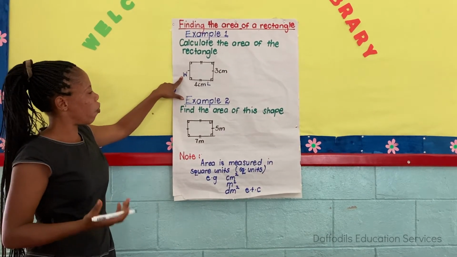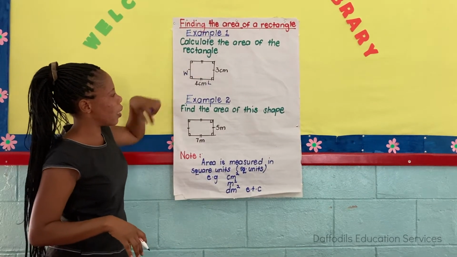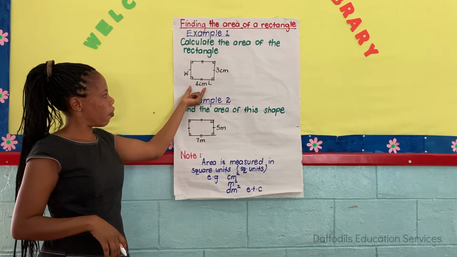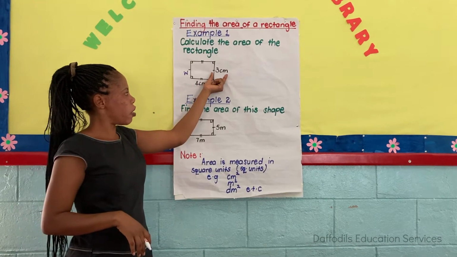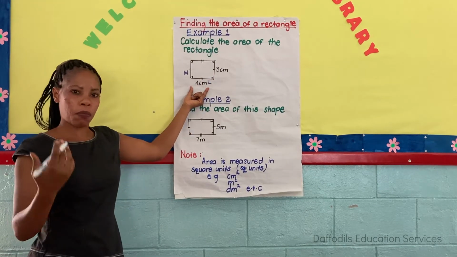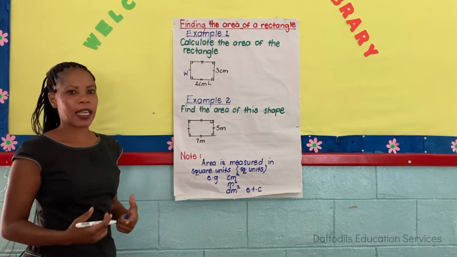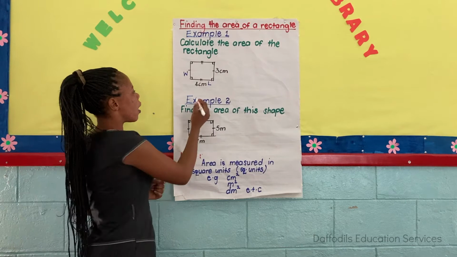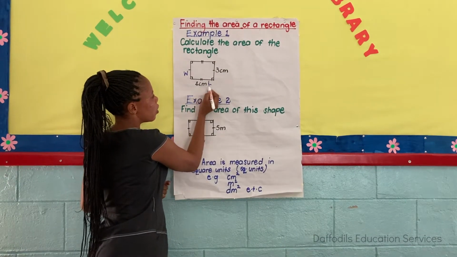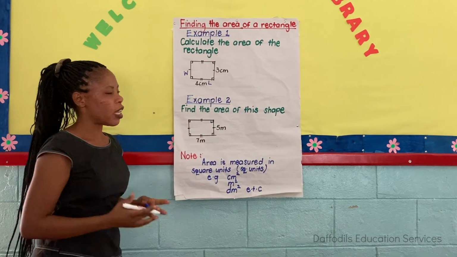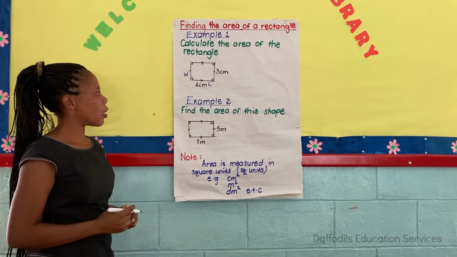How do we identify it? We look at the units that are given. Now here we are given 4, here we are given 3. So it makes 4 becoming the longer side and 3 becoming the shorter side. And in this case we are given units, and the units are the centimeters. So let's look at finding area of these two rectangles.